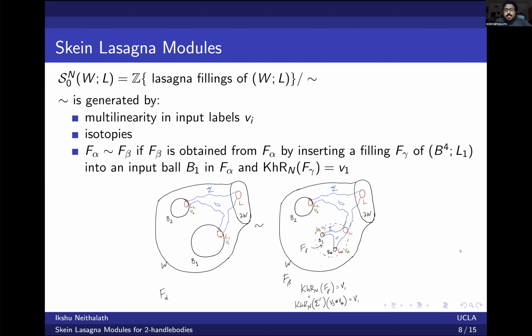All right, so this maybe takes a moment to digest, but maybe you can also think about it going backwards, which is how I like to think about it. Start with any lasagna filling, think of F beta, and enclose some region of your filling inside of a four ball, like this dotted line here. Then evaluate away everything in that four ball and erase all that stuff. Now declare that four ball to be an input ball labeled by the result of your evaluation. The resulting filling that you get by doing that operation is going to be set equivalent to the starting filling in the Skein Lasagna module. All right, so that's the definition.